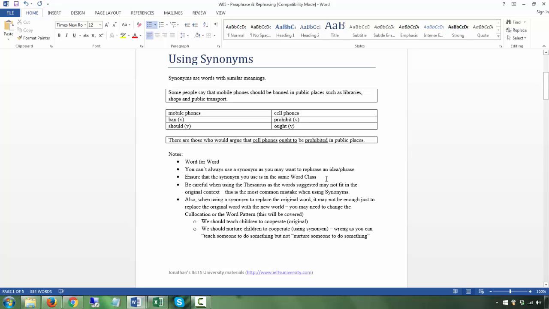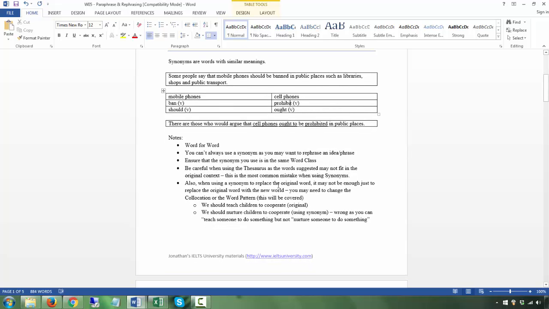Ensure that the synonym you use is the same word class. Word class meaning noun, verbs, adjective, adverbs, okay, etc. So if ban is a verb, and you are going to substitute one, just really replace this with this word, this one has to be a verb too. You can't use prohibition, okay. No, you can use prohibition if you change the sentence structure a bit, but here if you're just doing word for word, make sure the word class is the same, all right. And be careful when using the thesaurus. As I mentioned, a word suggested may not fit in the original context. This is the most common mistake when using synonyms, right?